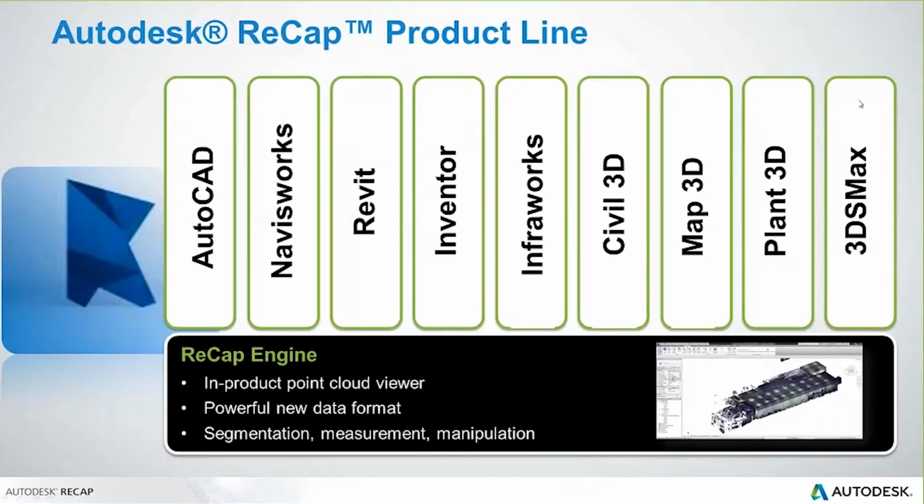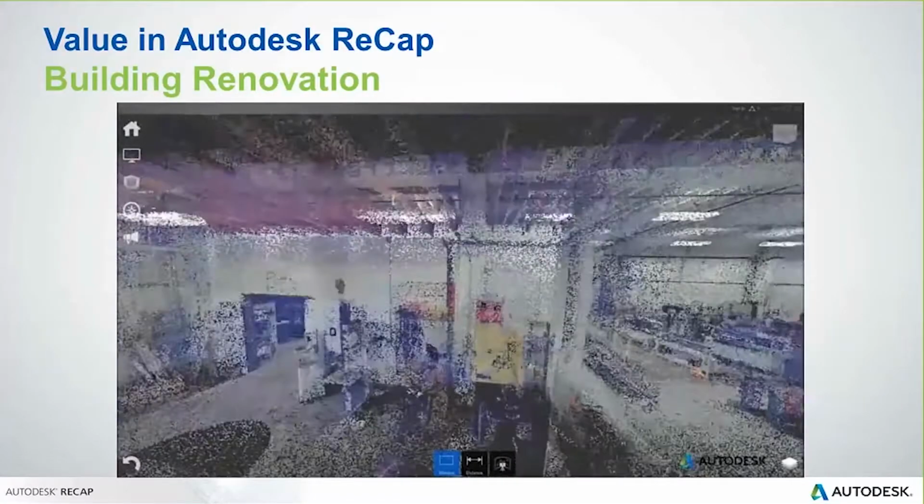So let's move on to the recap product line, the recap engine. Right now, the recap engine sits within AutoCAD-based products, Navisworks, Revit, Inventor, Infraworks, Infraworks 360, which isn't listed here, but is basically the same as Infraworks as far as its engine's concerned. Civil 3D, Map 3D, Plant 3D, and 3ds Max. 3ds Max is an exciting new feature. But when we talk about integration into those different products, that is why recap really matters.